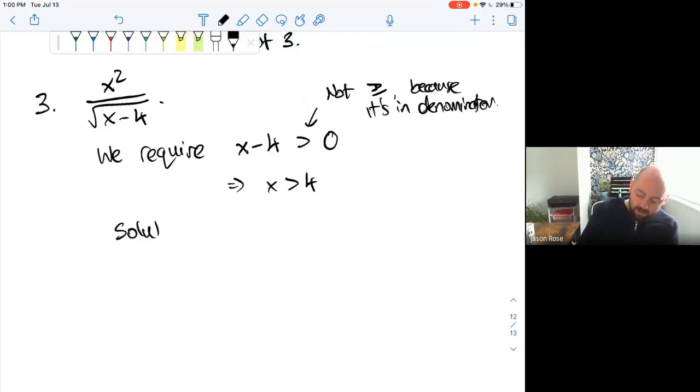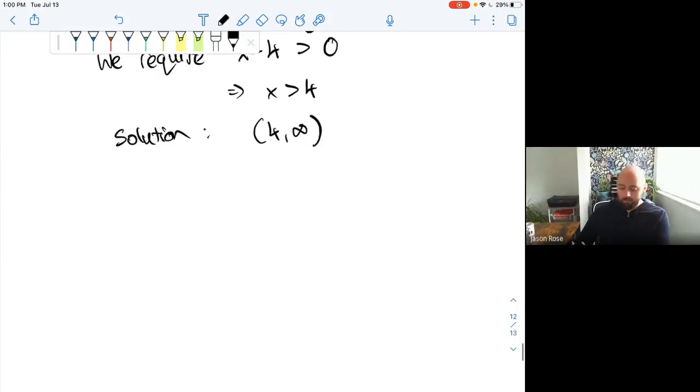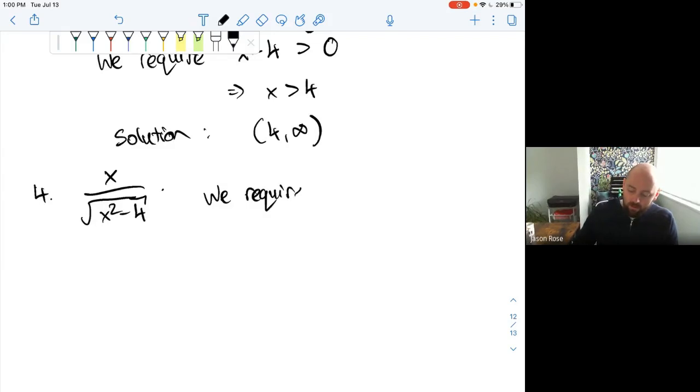So our solution in this case, again, interval notation is what's needed for this section. 4 to infinity. And a slightly more challenging one to end on. Let's say we're looking at x over x squared minus 4. So this one, it's a similar thing, right? Before I get to the requirement, as you look at this, you kind of think, okay, what do we need to do here? Think about which numbers work and which don't.